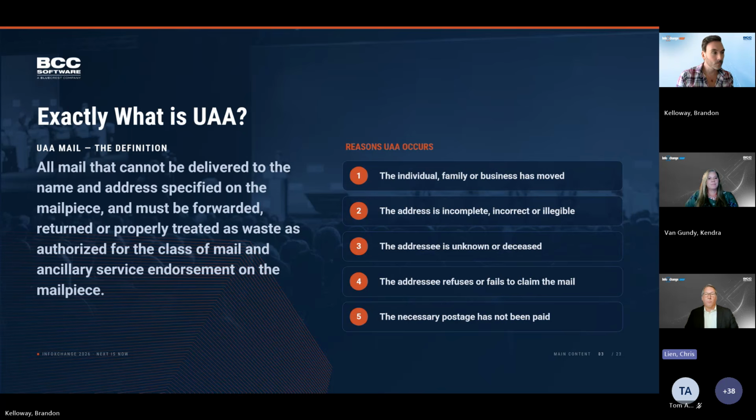But again, move update is one of the number one reasons. Somebody's moved, a business, family, individual. As I said before, it's quite a bit. Another reason is the Postal Service can't read or see the address.